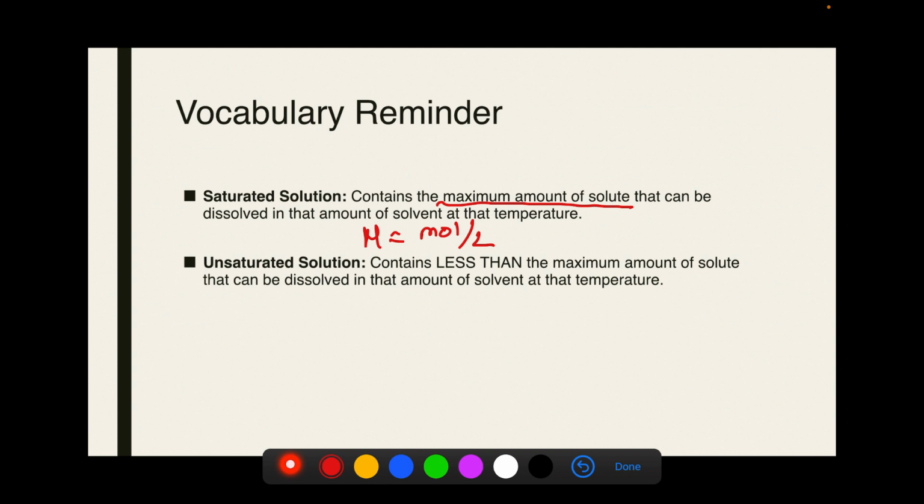An unsaturated solution is a solution that contains less than the maximum amount of solute that can be dissolved at that temperature. So on the practical level, in a saturated solution, when you add more solute, it won't dissolve. It'll just sink to the bottom. Whereas in an unsaturated solution, if you add more solute, it will continue to dissolve.